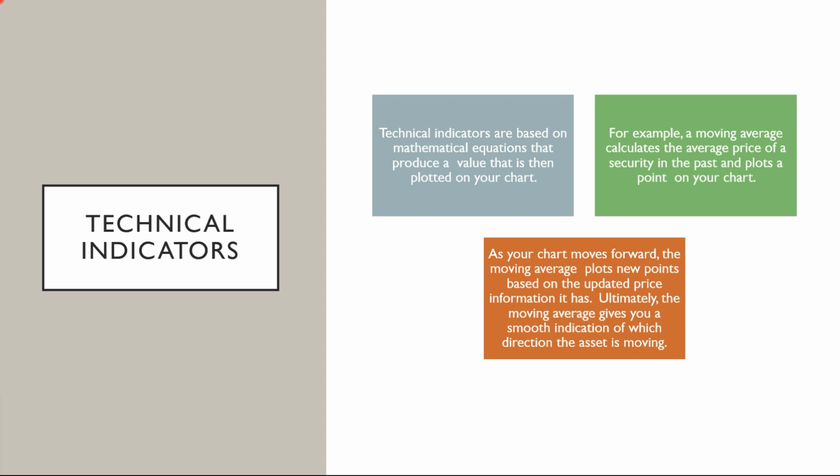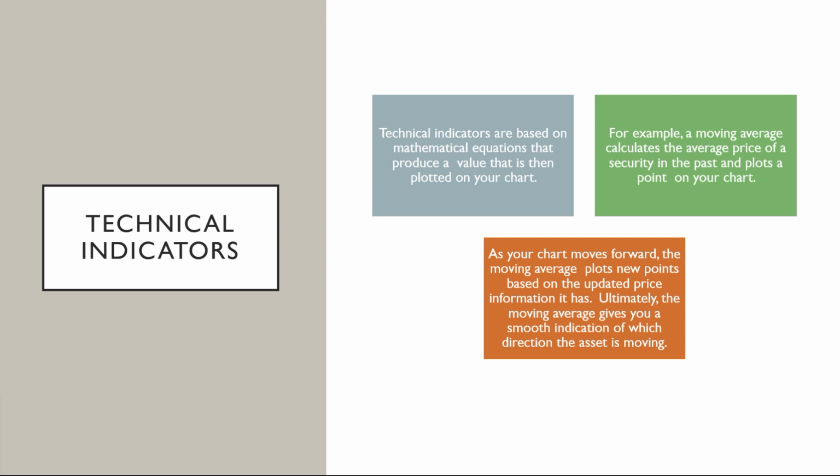Now, technical indicators are based on mathematical equations that produce a value that is then plotted on your chart. For example, a moving average calculates the average price of a security in the past and plots points on your chart. As your chart moves forward, the moving average plots new points based on updated price information. Ultimately, the moving average gives you a smooth indication of the direction in which an asset is moving. In other words, it takes some of the noise out of the markets and will help you understand what price action is telling you, because price doesn't move in just a straight line.